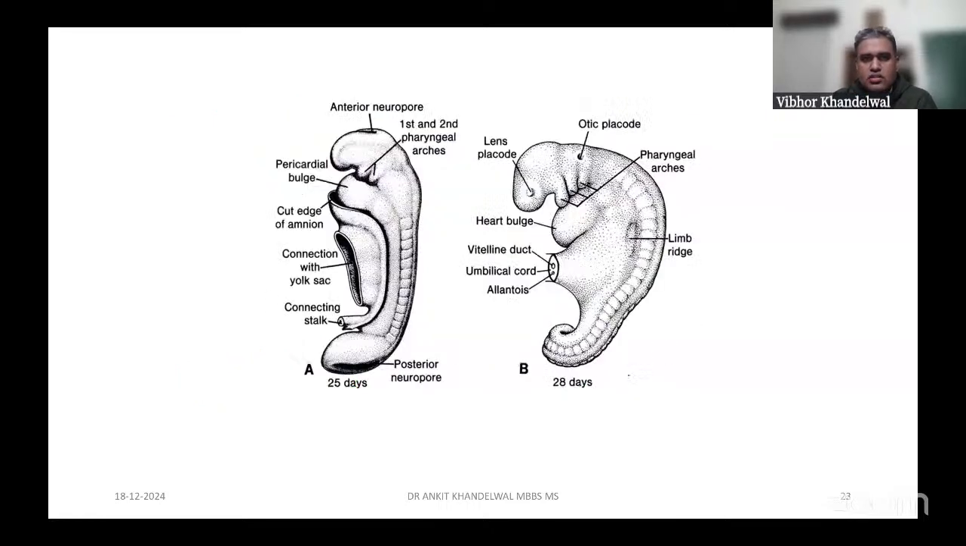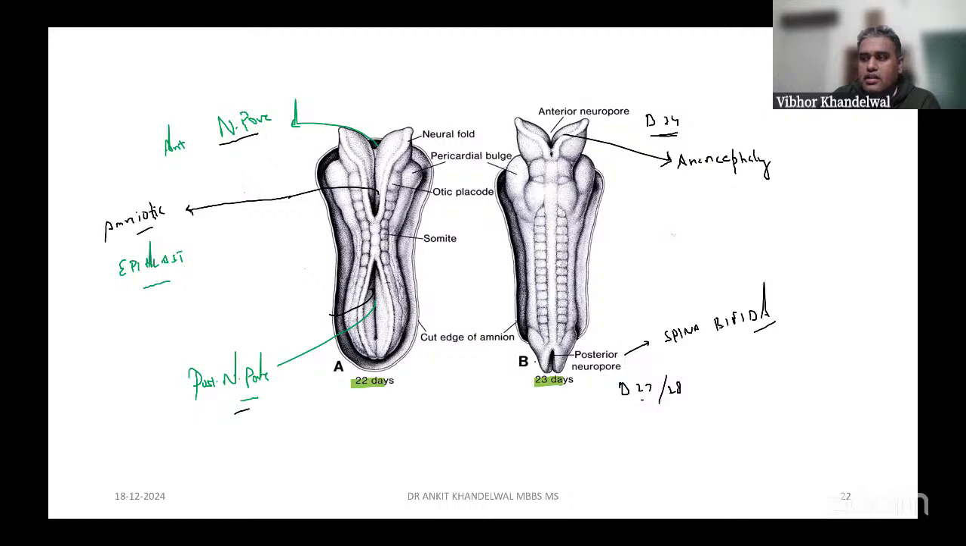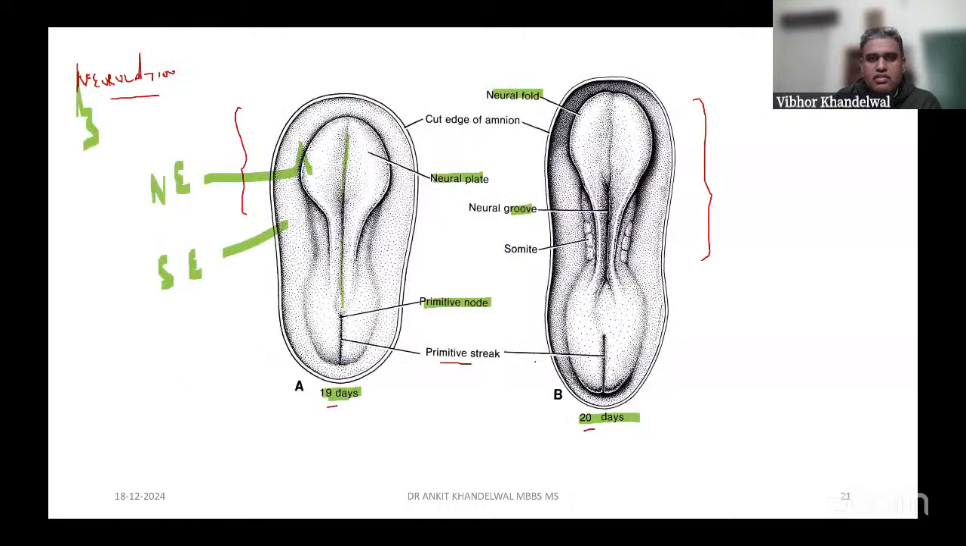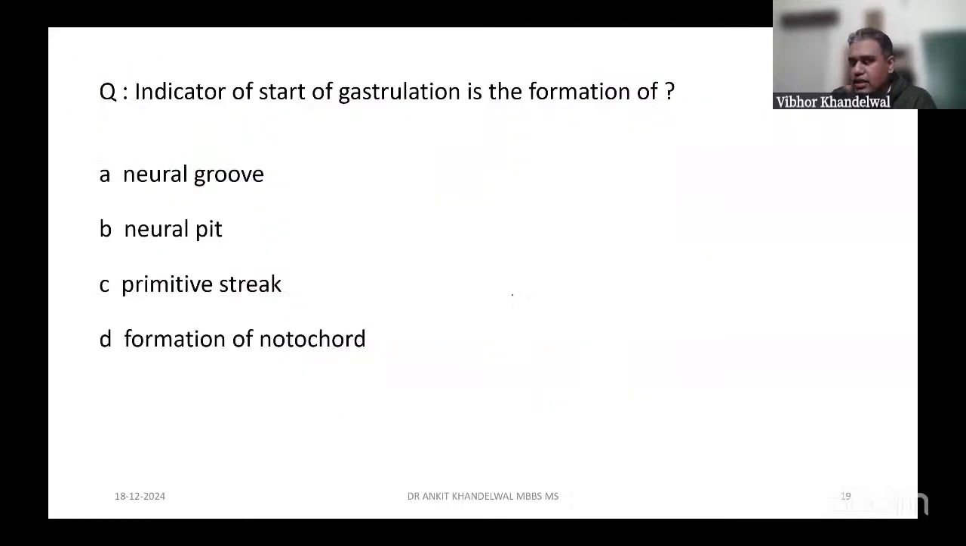And here you can see, on day 25, pores have closed already. Right, and then there's folding of the embryo and somite development, all that. So all that development occurs after that. Okay, I hope this point is clear. Now let us see if there is some question. Yes, let's do an MCQ.